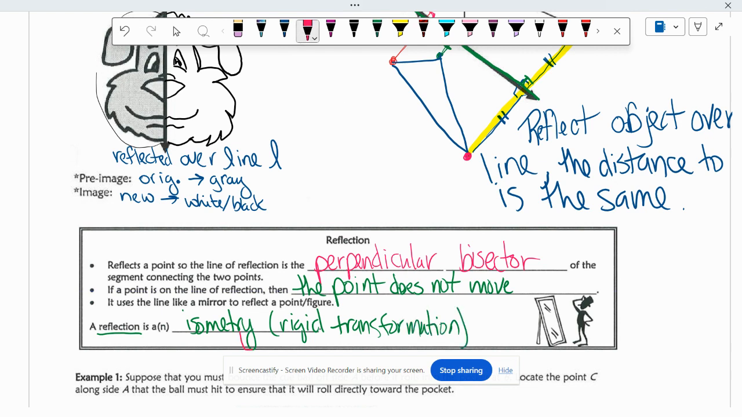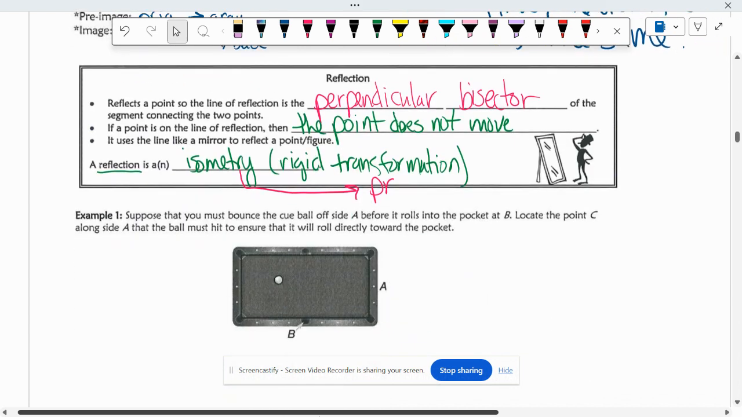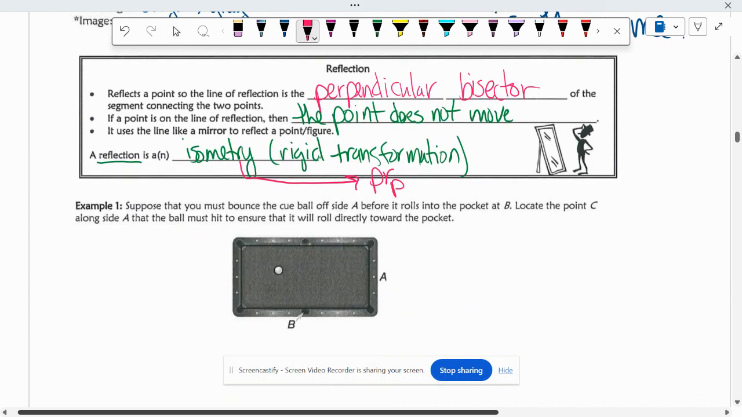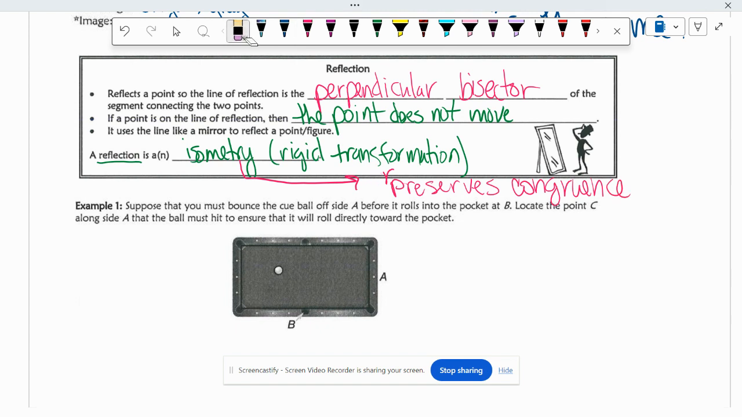So what does it mean? Both of them preserve congruence. Preserves congruence. That's what isometry or rigid transformation is.